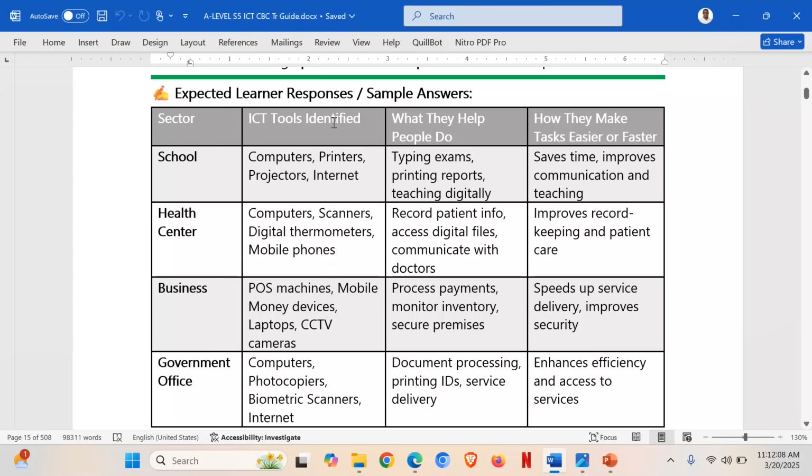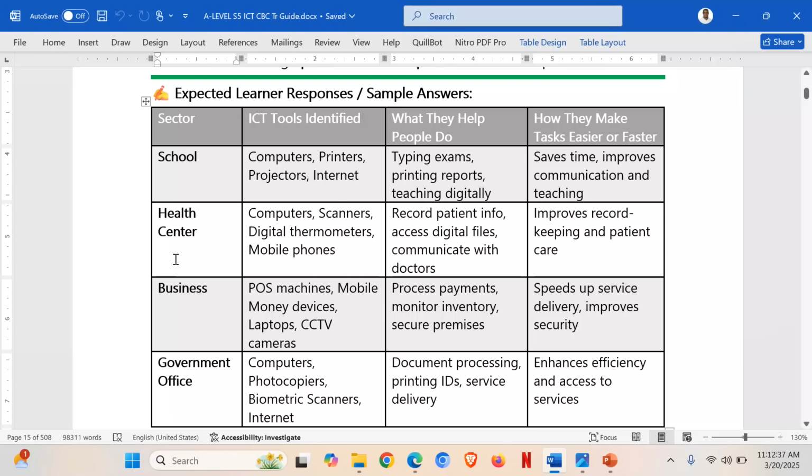Sector, ICT tools identified, what they help people do, how they make tasks easier or faster. For example, in school: computers, printers, projectors, internet. The learners are saying for typing exams, printing reports, teaching digitally. How they make tasks easier or faster: saves time, improves communication and teaching.